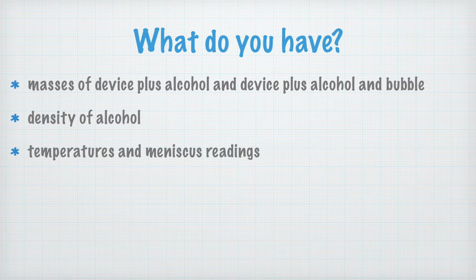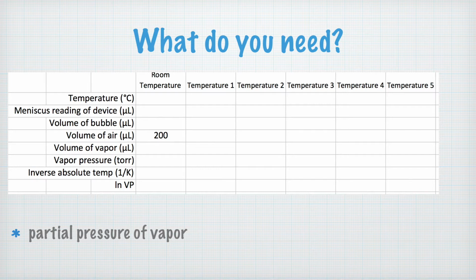So what we have recorded is the masses of the device plus the alcohol, the device plus the alcohol in the bubble. We also know the density of our alcohol. If we don't know that, we can look that up. And then you have your various temperatures and the meniscus readings. Okay, so you could use all that. That's what we have. Okay, so now let's look at what we want, what we need to have.